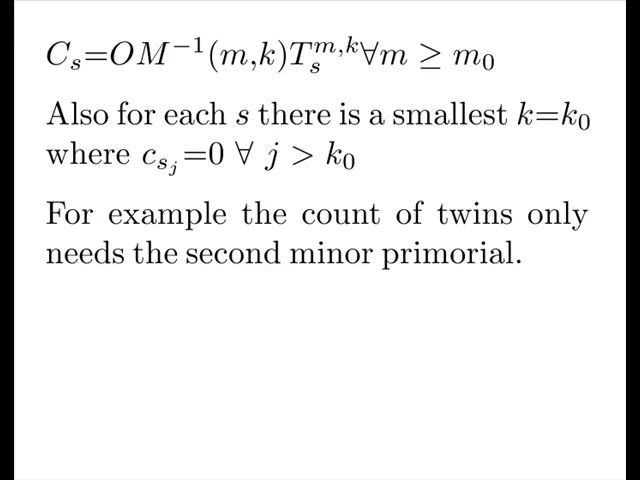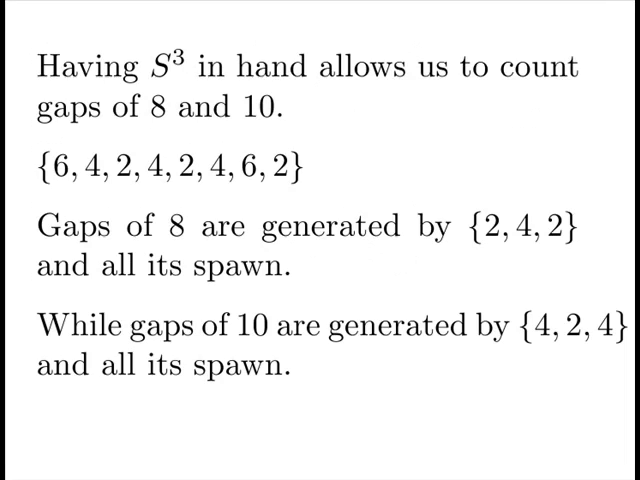For example, the count of twins only needs the second minor primorial. Having S3 in hand allows us to count gaps of 8 and 10. Our gap set allows us to begin counting them. Gaps of 8 are generated by substrings of 2, 4, 2, and all its spawn, while gaps of 10 are generated by substrings of 4, 2, 4, and all its spawn.